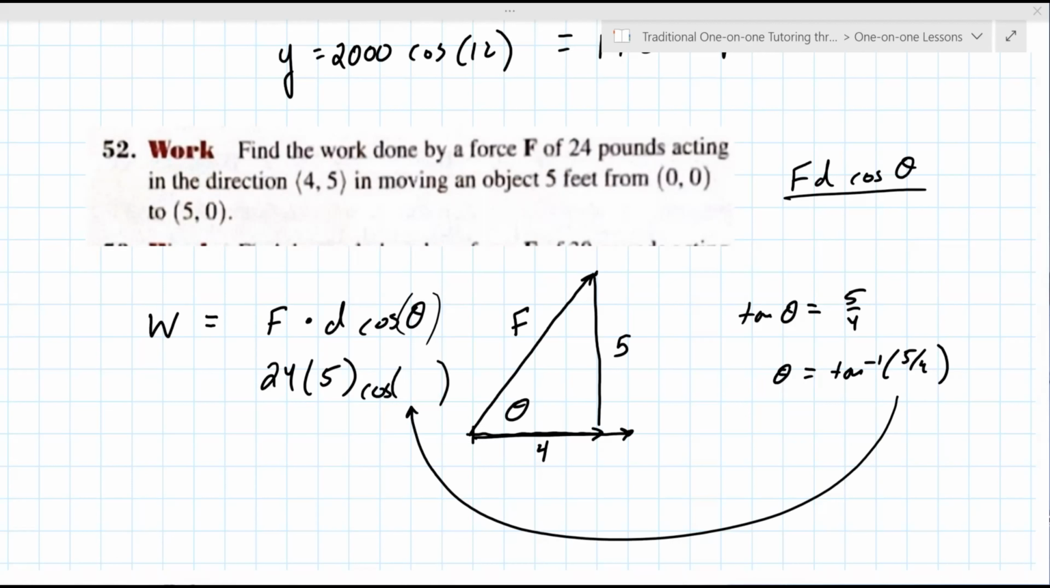Let's see here, theta, so the angle is 51.3 degrees. Okay. So 24 times 5 times cosine of that angle is 70, we'll say 75 pounds. No, I'm sorry, it's work, so it's not in pounds. Work is a unit of energy, it's joules. Oh, all right. Small thing there, may not even matter.